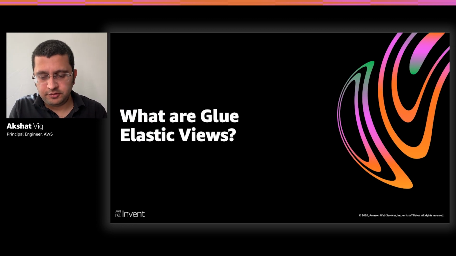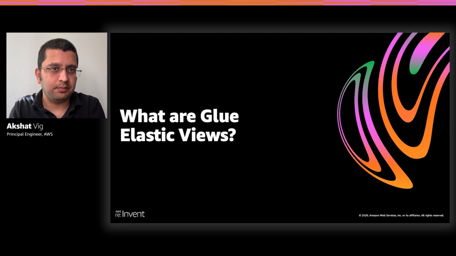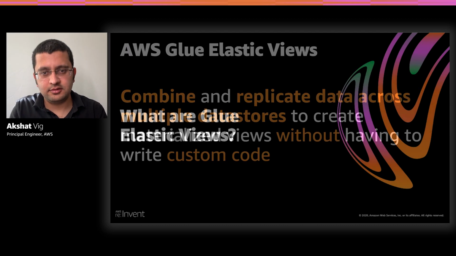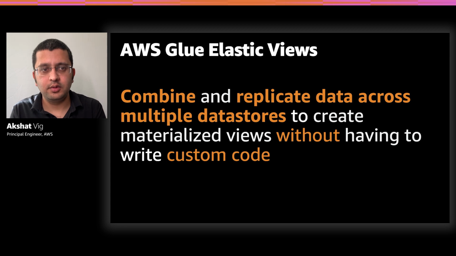So just to recap, we looked at motivation, why we built Glue Elastic Views, essentially to simplify all the business logic that you had to write to move data from one place to another. So Glue Elastic Views is essentially a service that helps you to combine and replicate data from across multiple data stores that we have, and then materialize them into the final destination.